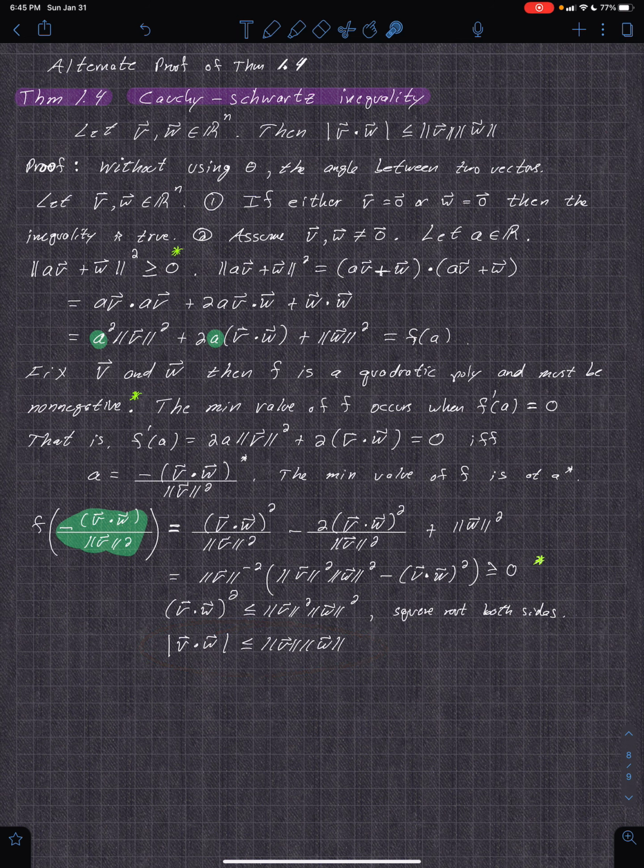Okay, that's it for chapter 1.2. Going on to 1.3, talking about matrices next.